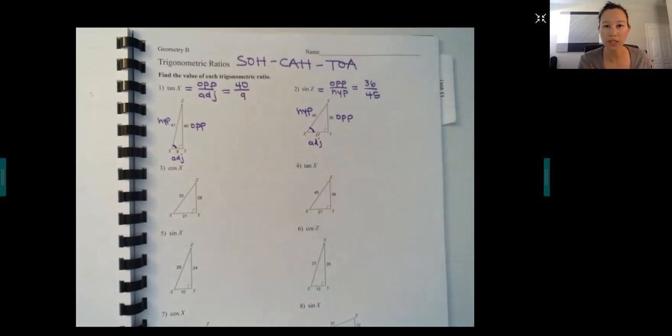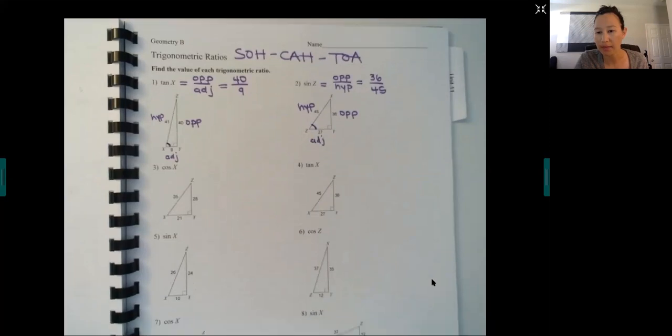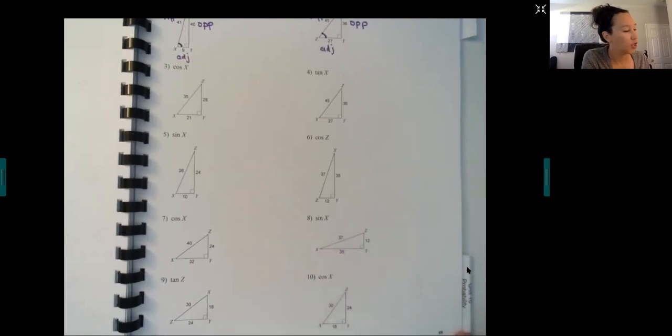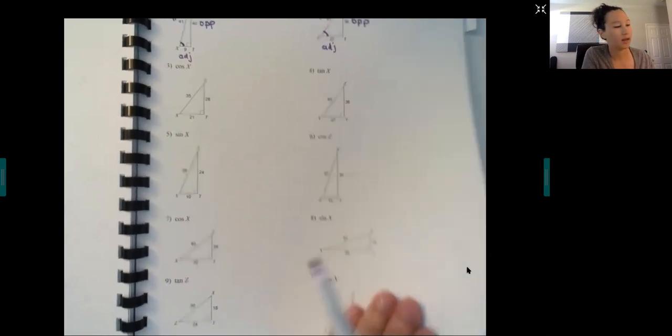You guys have any questions? Okay, so we'll go backwards this time. So Jaden, can you do 3 and 4? Elijah, 5 and 6. Jasmine, 7 and 8. Jade, 9 and 10. And Jose, 11 and 12.